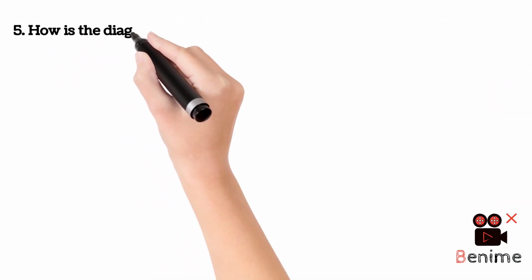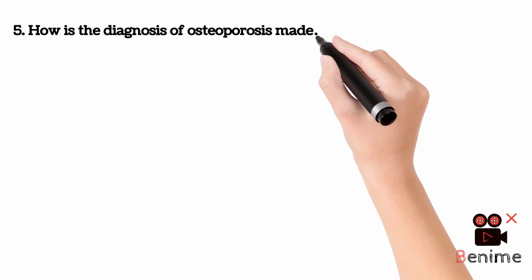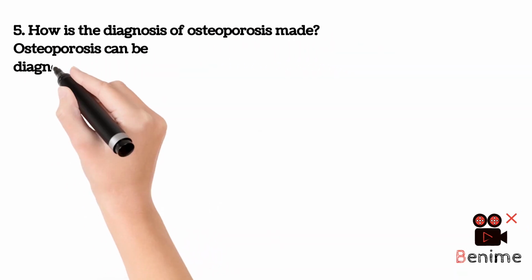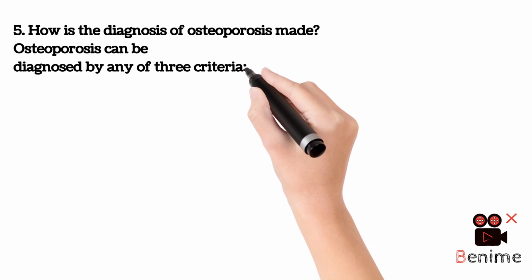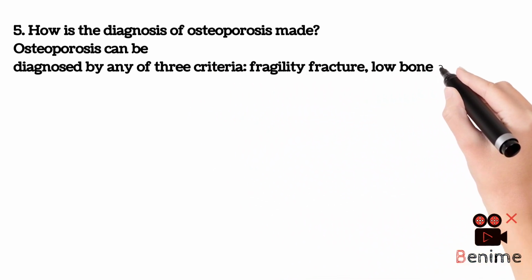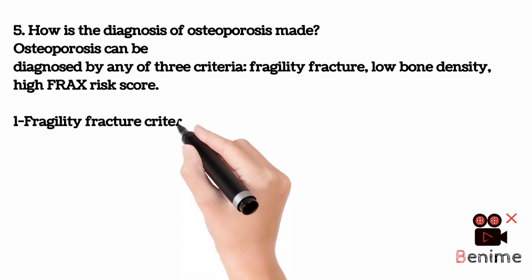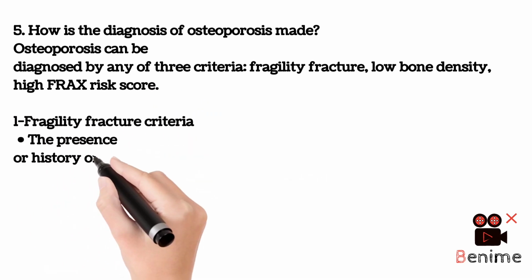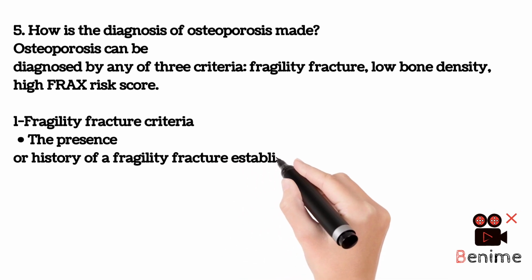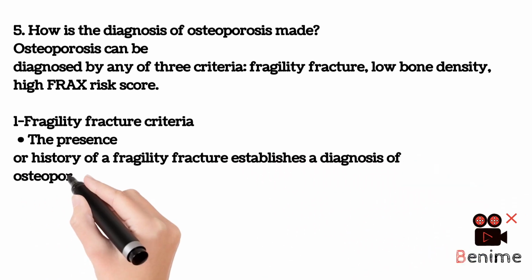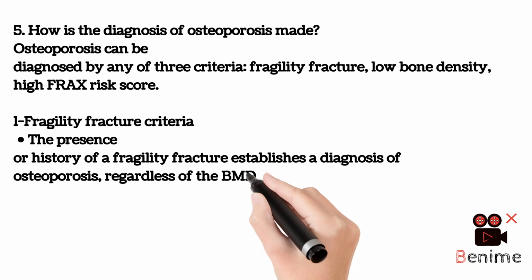5. How is the diagnosis of osteoporosis made? Osteoporosis can be diagnosed by any of 3 criteria: fragility fracture, low bone density, high FRAX risk score. 1. Fragility fracture criteria. The presence or history of a fragility fracture establishes a diagnosis of osteoporosis, regardless of the BMD T-score.